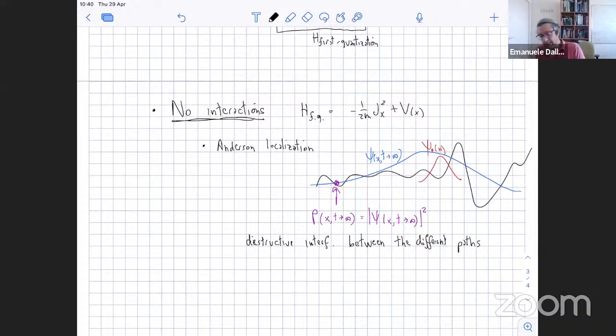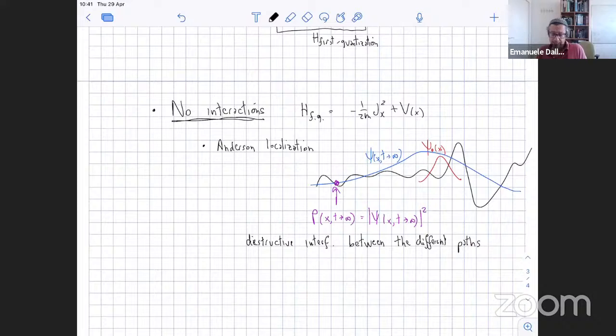And again, this requires a disordered potential. Why? Because if you just have a normal potential, then when you move to the right and move to the left, you acquire exactly the same phase. So all the paths arrive exactly with the same phase. In contrast, when you have a disordered potential, then you acquire different phases depending on how much you went to the right and how much you went to the left. So this disordered potential is what gives us these random phases that eventually lead to the localization.